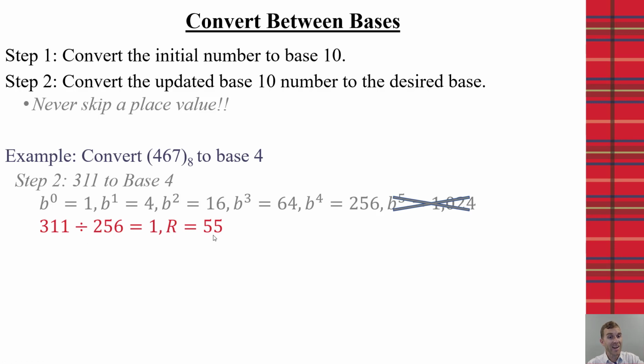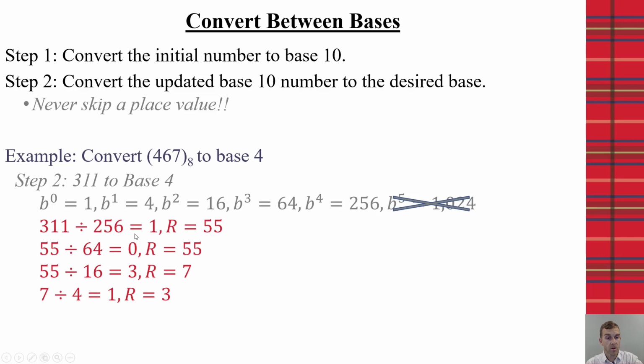Now I go to my next power. I do not skip any place values. So that's 55 divided by 64. That's not possible, so that's a 0. But a 0 is important. It's a place value. I still have a remainder of 55. Now I can do 55 divided by my next place value of 16, which is 3 with a remainder of 7. Now I take 7, divide by 4. That gives me 1 with a remainder of 3. And now I take the 3, divide by 1, to get a value of 3 there.